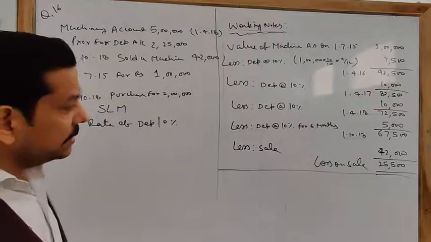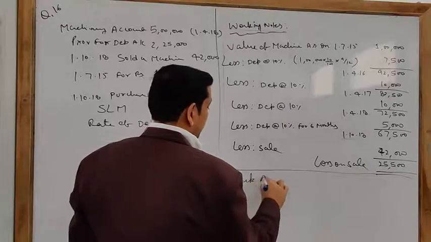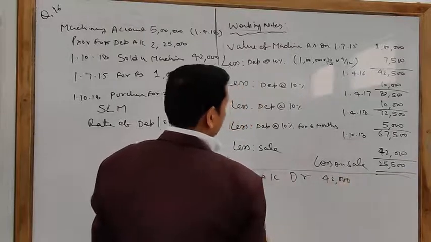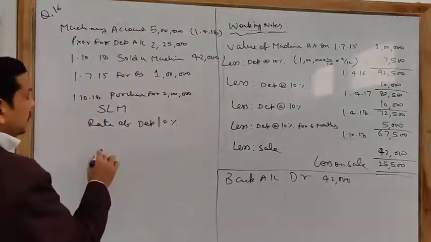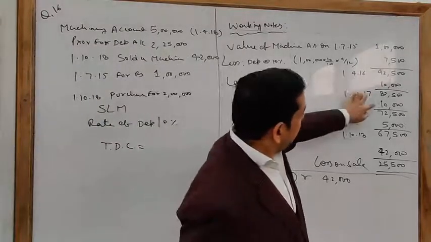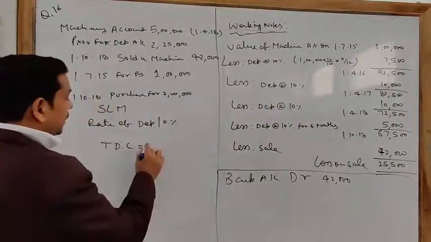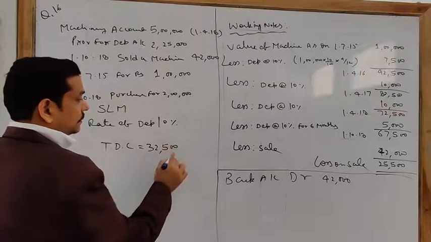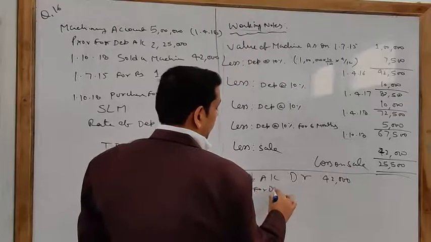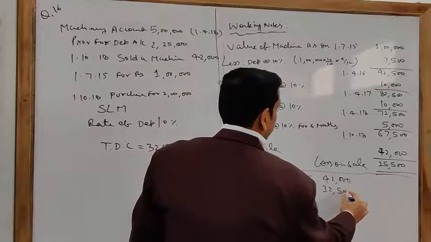Now you can pass the journal entry. So bank account debit. How much amount is received? 42,000. Okay, now see the value of total depreciation charge, TDC: 10, 10, 20, 25 and plus 7,500. So 32,500. Okay, bank account debit. Provision for depreciation debit 32,500.